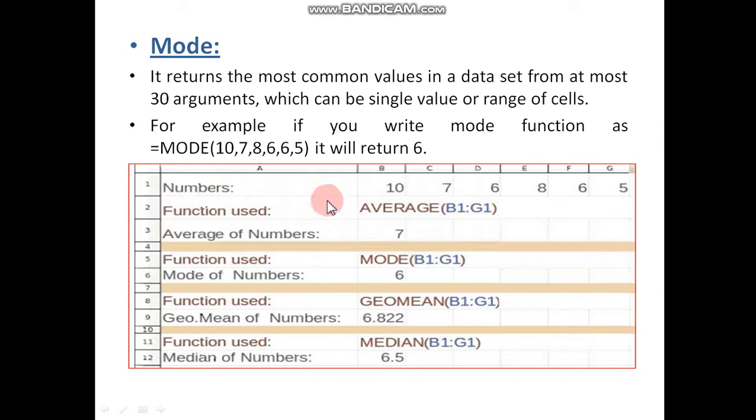First of all, there are numbers given, 10, 7, 6, 8, 6, 5, from cell B1 to G1. Now how to find the average? Write here equal to average. Choose the cells from B1 to G1 and the average result will appear here. Same for the mode function, write mode and the same cell range and the answer is given. Same for geomean and same for median. So these are the functions which are used for mode, median, average or geomean.